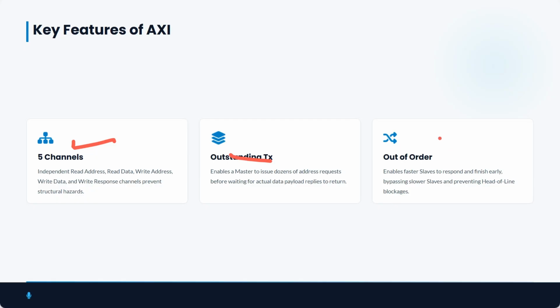Then we have something called out-of-order completion. So what does it really mean? Using transaction IDs, a slave can process transactions at different speeds and return data out of sequence without scrambling the data pipeline. Now these three pillars are really important, and in our upcoming video, we are going to have a detailed look at how it actually works.